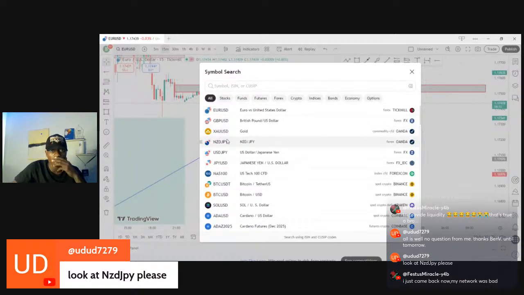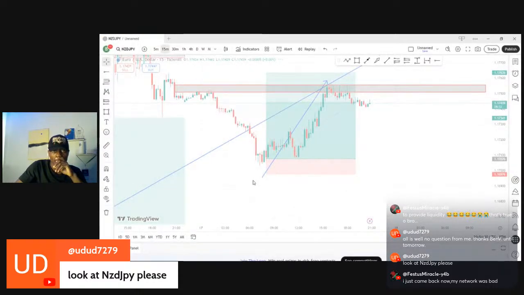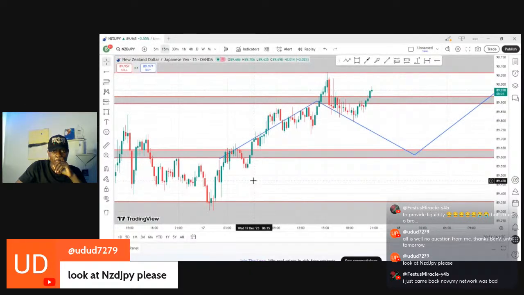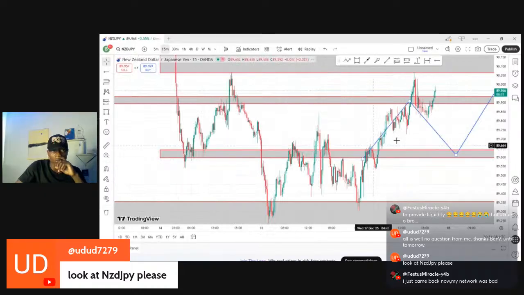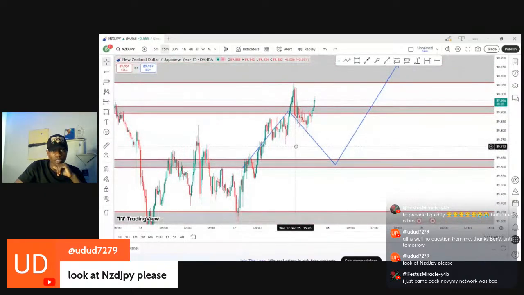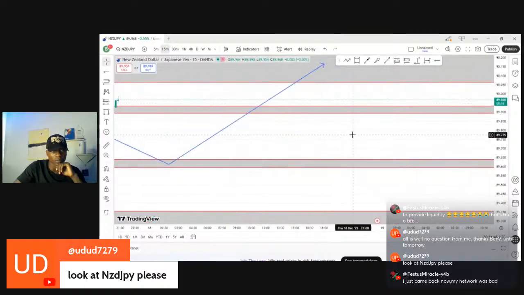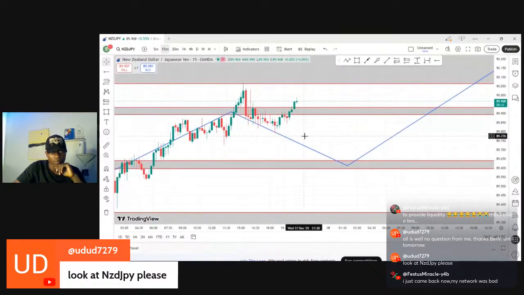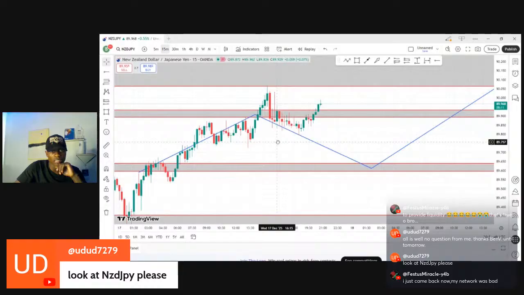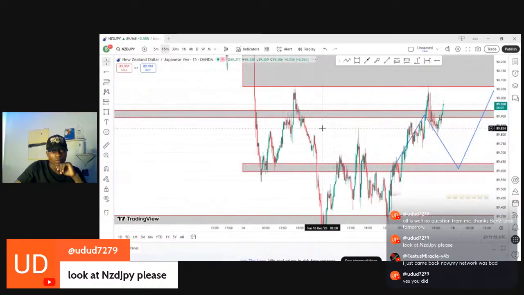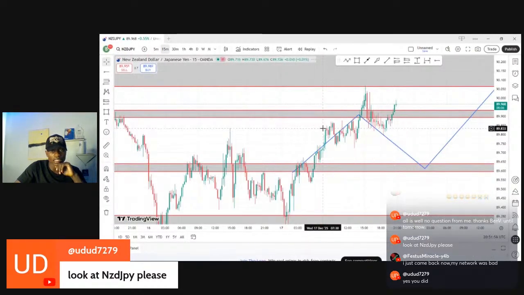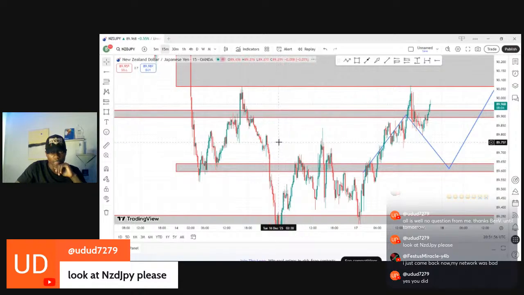Okay, this is it. I think we'll analyze NZD JPY in the afternoon. Oh, the market refused to come to this particular inner support level before moving to the upside. But let me see how I analyzed this particular pair, because the market broke above this particular resistance level.